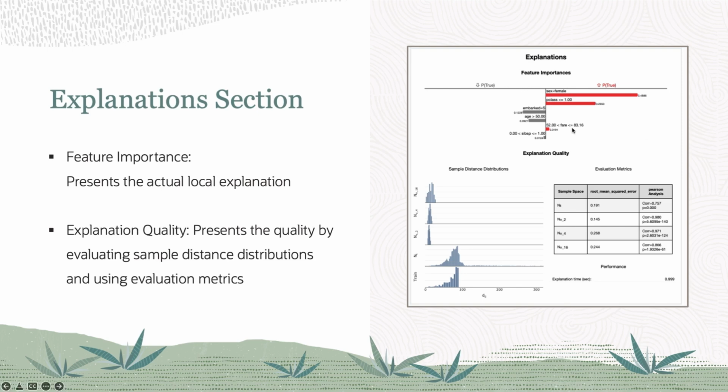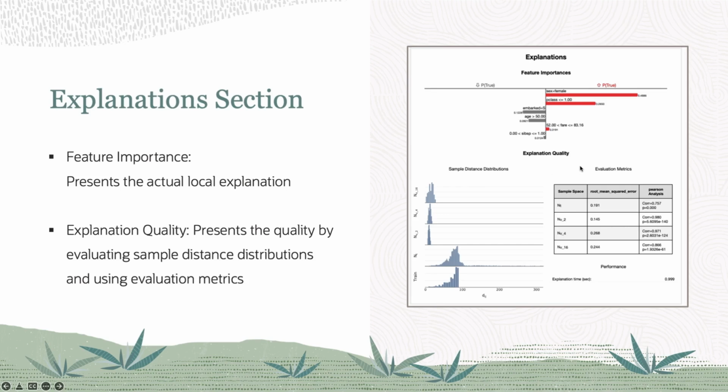So the first part is feature importance. This section presents the actual local explanation. The explanation is visualized as a horizontal bar chart of feature importance values ordered by relative feature importance. The features with larger bars on the top are more important than the features with shorter bars at the bottom. Positive feature importance values to the right indicate that the feature increases the prediction target value. The negative feature importance values in the gray area to the left indicate that the feature decreases the prediction target value.